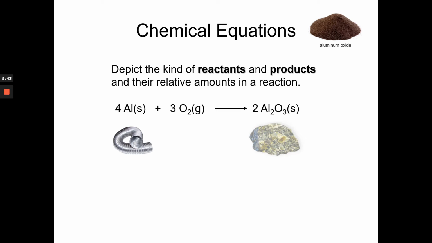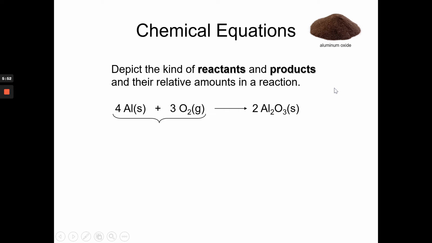That's what sandpaper is, aluminum oxide. Now, in terms of the aluminum and the oxygen, they are the reactants. That's what you start with. And what you end with is always called the product. It's what you produce.